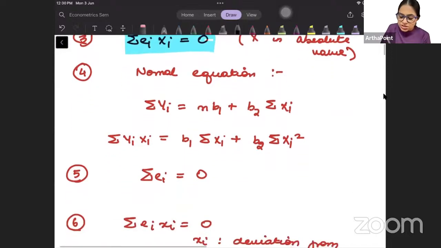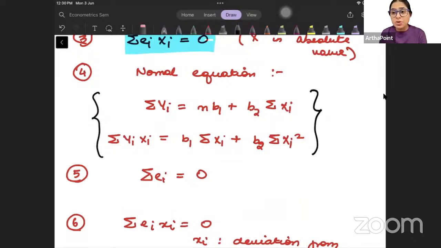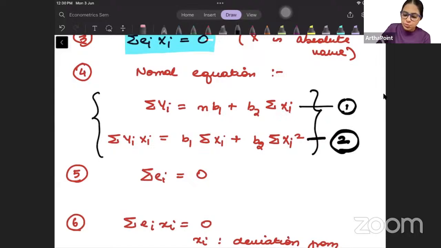Okay. Now, these are the normal equations. These normal equations are very, very useful, and a lot of times they can be asked in exam. So look carefully. In the two variable regression model, this is normal equation 1 and this is normal equation 2. How do we achieve the normal equation? कैसे मिलती है हमें normal equation?